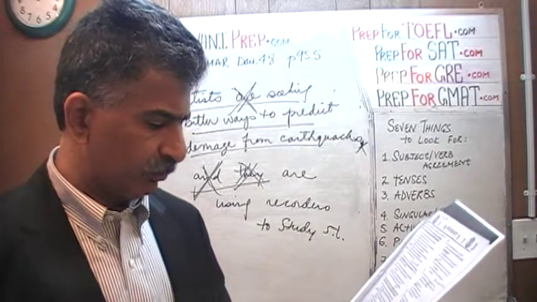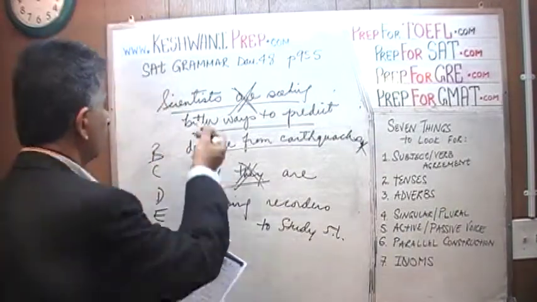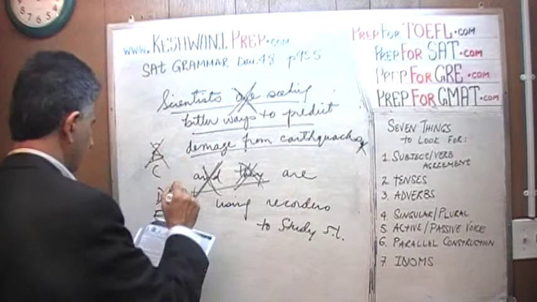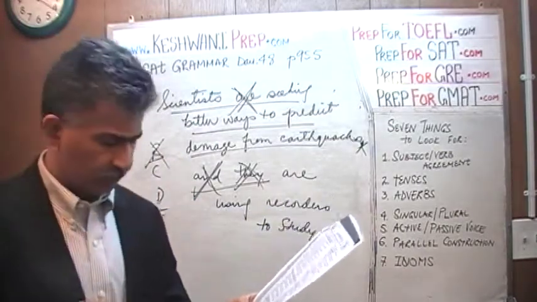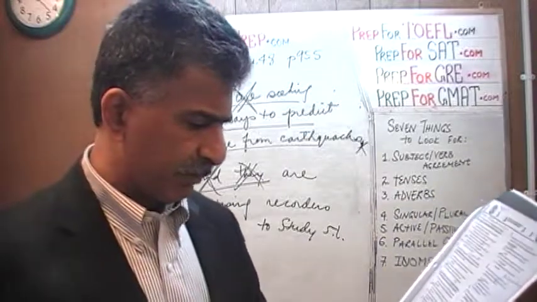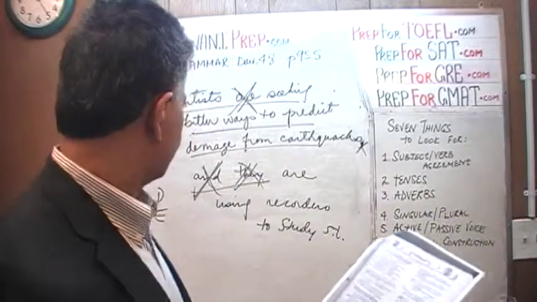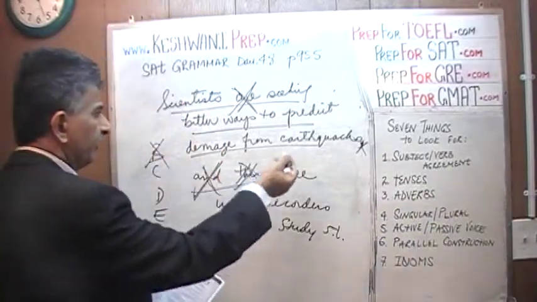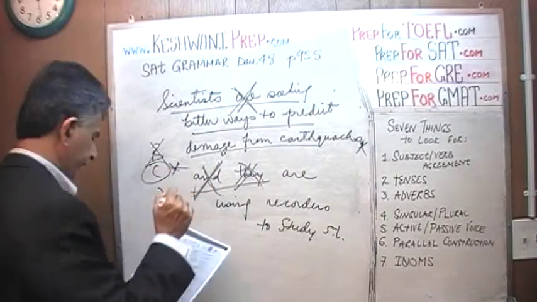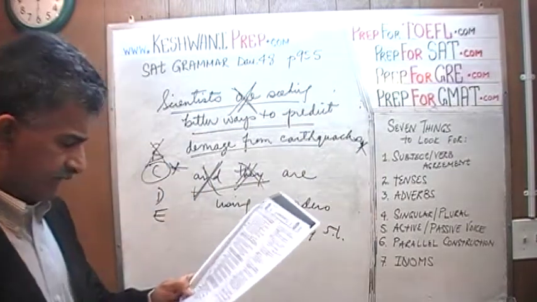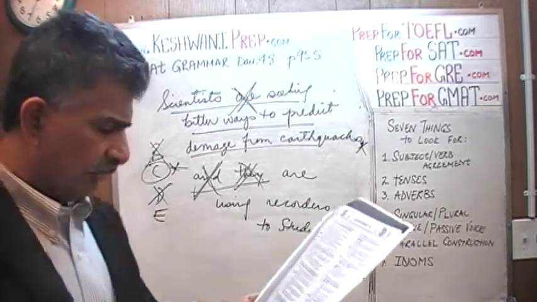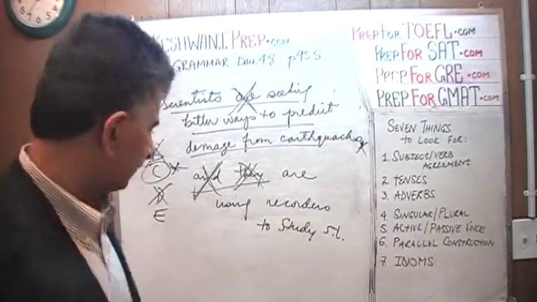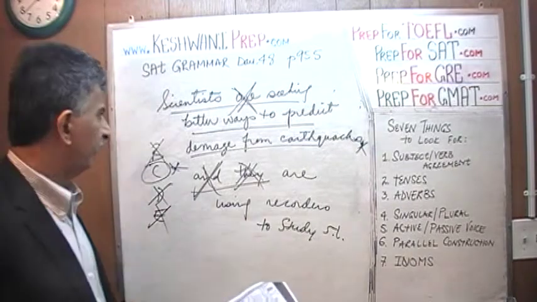B says scientists who seek. We don't have who. B says scientists seeking better ways. C goes on to say scientists seeking better ways to predict damage from earthquake. There you go. Scientists seeking better ways to predict damage from earthquakes. There you go. The answer is C. D says seeking better ways for prediction. No. And E goes on to say seeking to better predict. Oh Jesus, no. The answer is C.